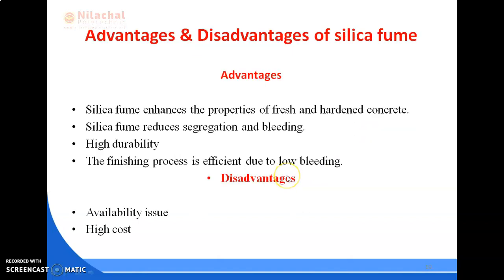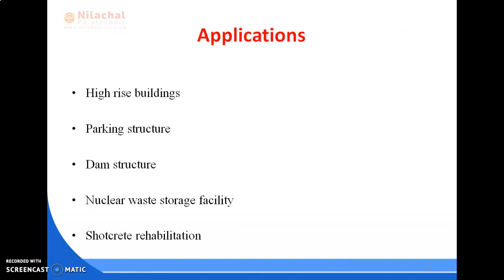Next, some advantages and disadvantages. Advantages: it enhances the properties of fresh and hardened concrete. It reduces segregation and bleeding of fresh concrete. It has high durability. The finishing process is efficient due to low bleeding. And if we talk about disadvantages, there is an availability issue, and also high cost.